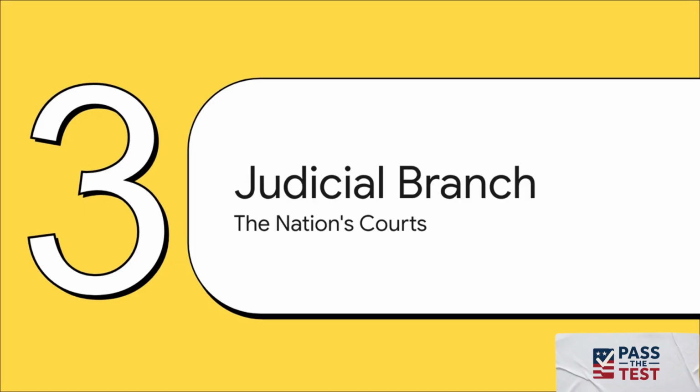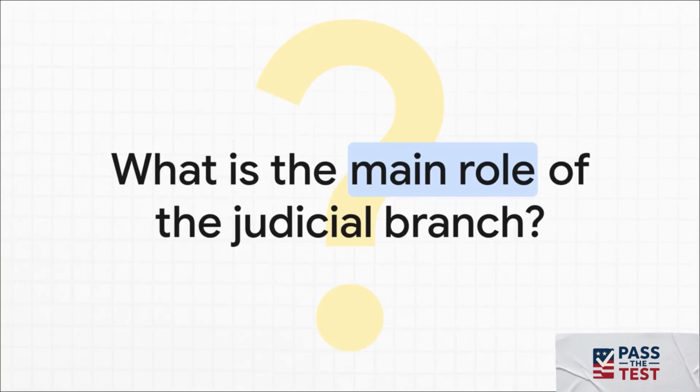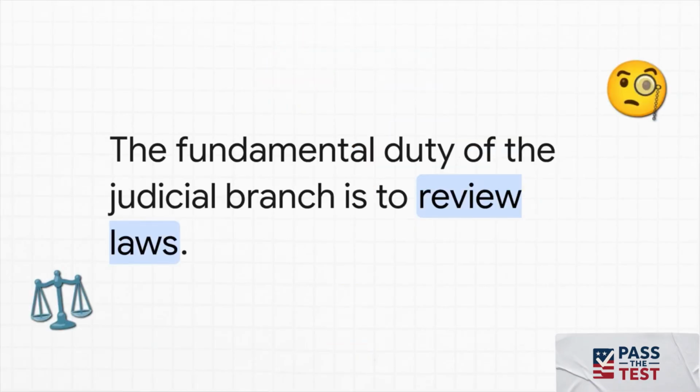And for the final stop on our tour, we've arrived at the judicial branch. This is the whole system of federal courts, and their job is to interpret the laws of the land. So, let's start with the big picture. What does the judicial branch do? What's its main purpose? Its main job is to review our laws. It settles legal arguments and, maybe most importantly, decides if a law actually violates the Constitution. This power is a massive part of our government's system of checks and balances.